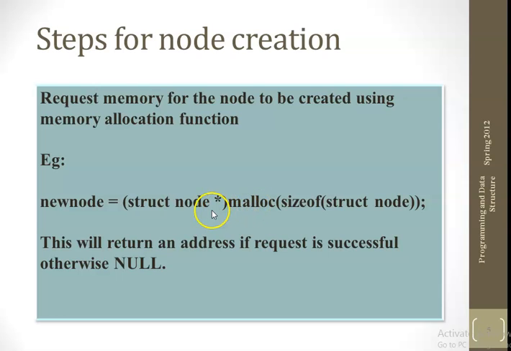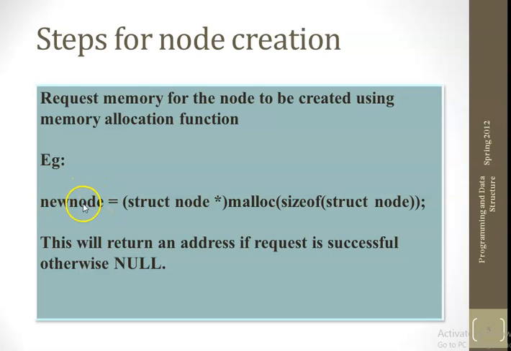Therefore, the integer value is being converted into the address of a node, because new node must be a node address. So this is being converted. This will be a statement in all the programs or algorithms that use linked lists, so you have to learn this line by heart. It's easy. We have to specify a node pointer here.